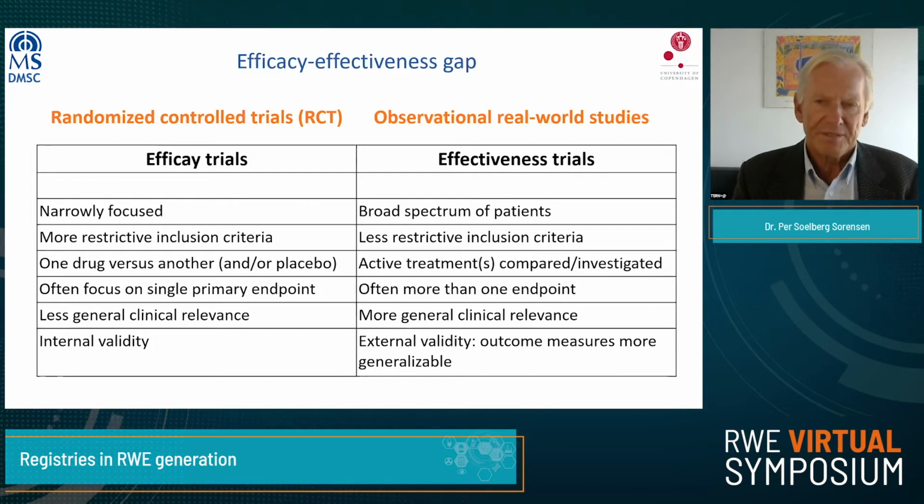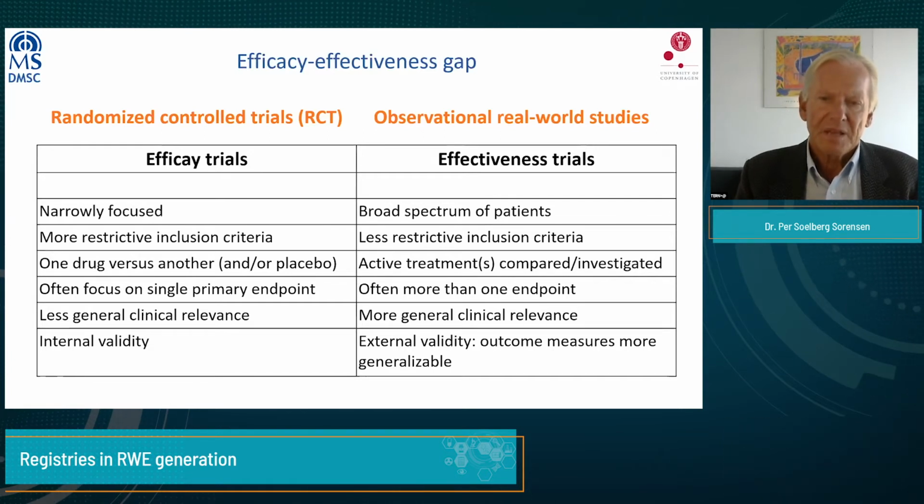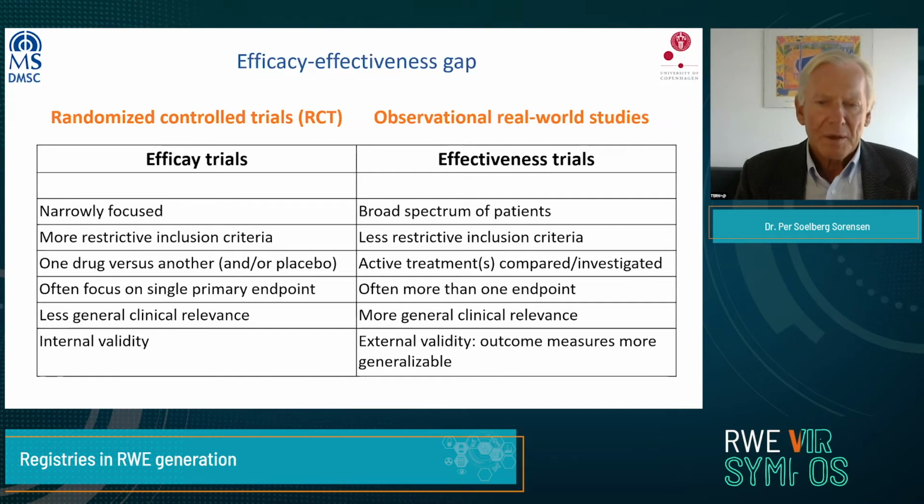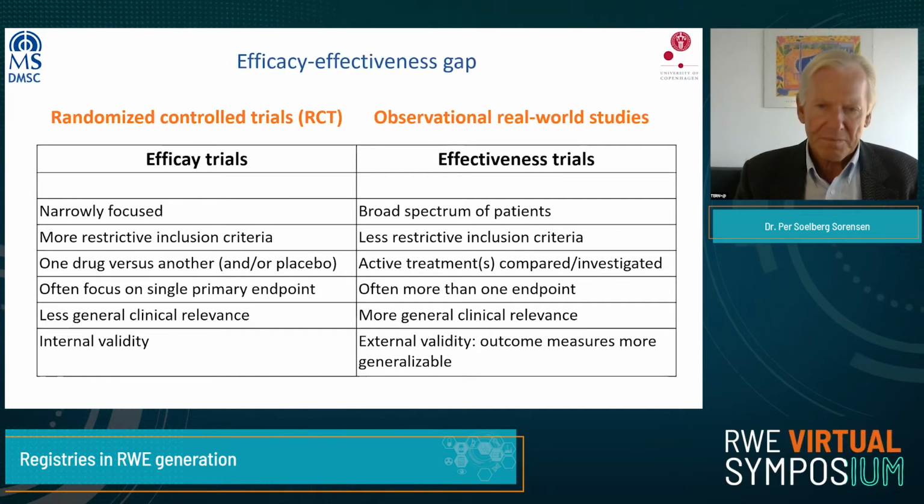a very high internal validity. When we look at the observational real-world studies, we can use a broad spectrum of patients. We have less restrictive inclusion criteria. We can compare different active treatments, and we have more than one endpoint. Therefore, we produce more general clinical relevance, and we have an external validity because the outcome measures are more generalizable.